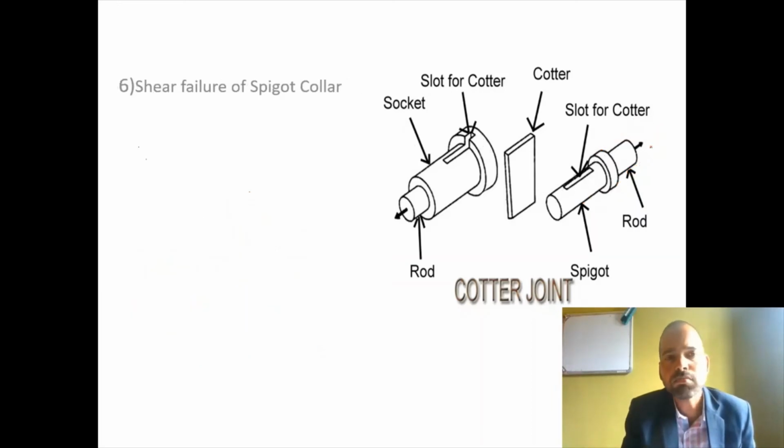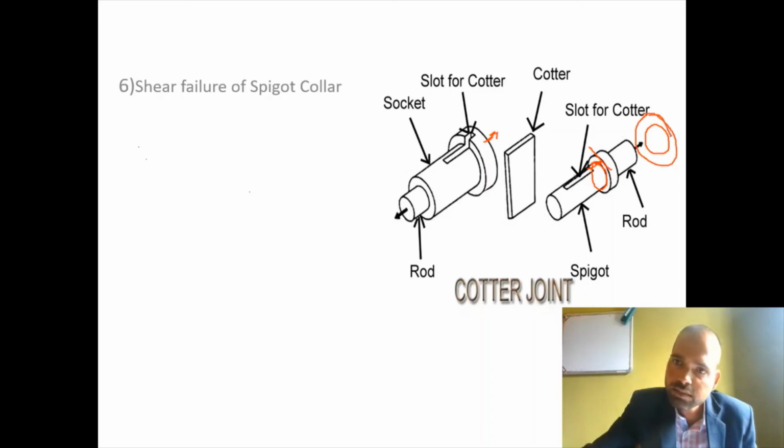Then next, what is the shear failure of the spigot collar? Now shear failure of the spigot collar means what? Again, this is the spigot collar. When crushing takes place due to the socket collar on the spigot collar, this particular portion will try to get sheared off and removed. So there will be a ring like this, only a ring will remain like this, right? So this much ring will come out. This particular ring, right?